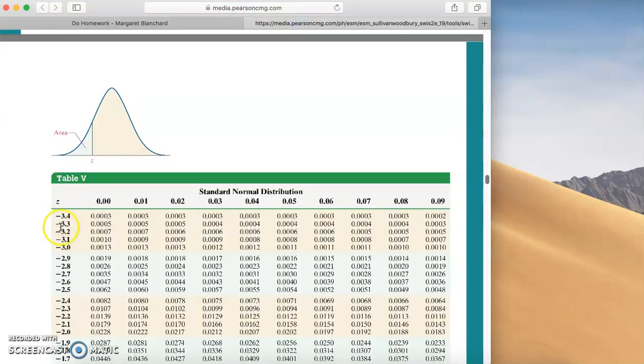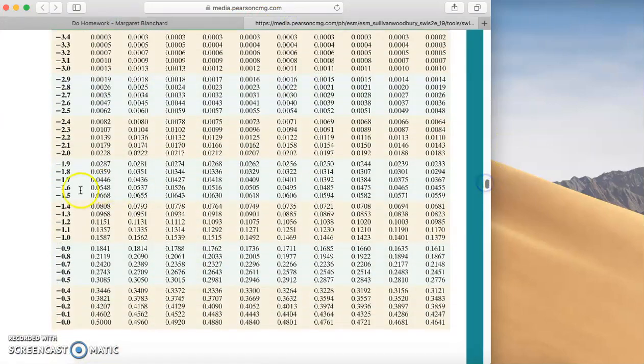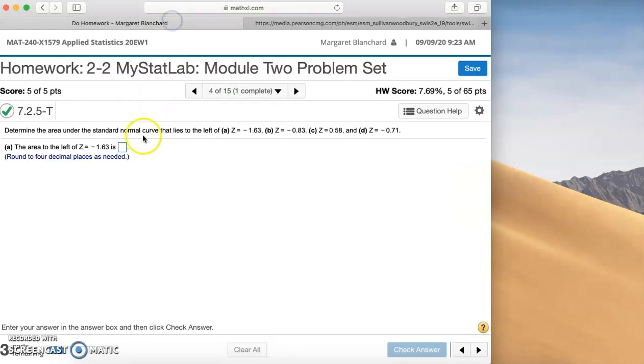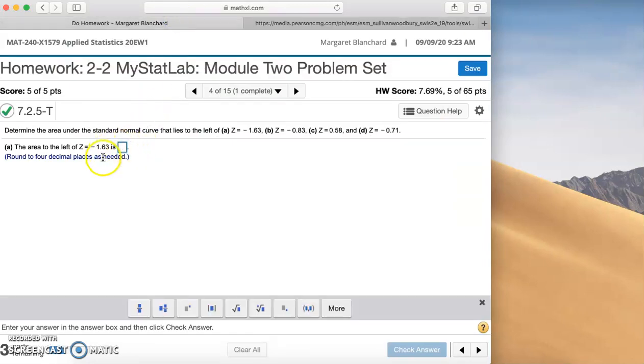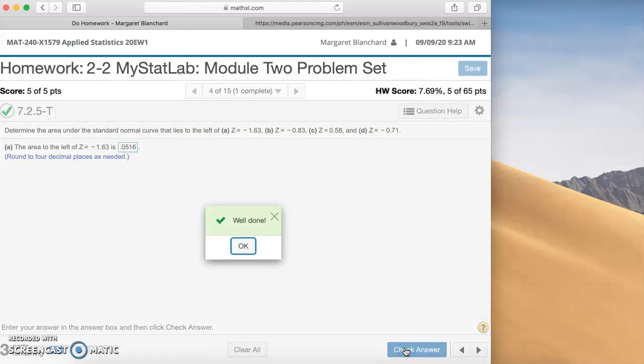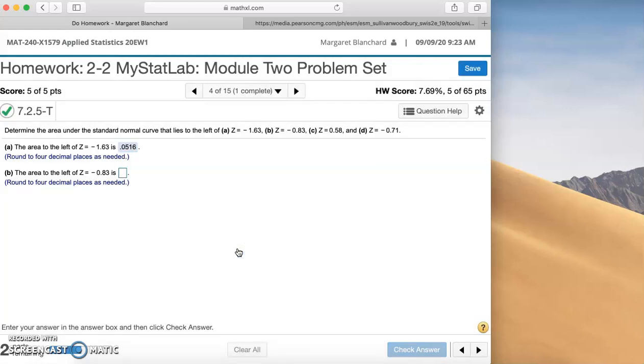So what you do is you start over here on the left, the Z value, to get the first two digits, that first ones digit and the tenths digit. And then you go up here to the top to get your hundredths digit. So we have negative 1.63. So we're going to go down until we find negative 1.6 here. Then we're going to go over to 3. So we have 0, 1, 2, 3. So it should be 0.0516. And here it asks for 4 decimal places, 0.0516. Check answer.